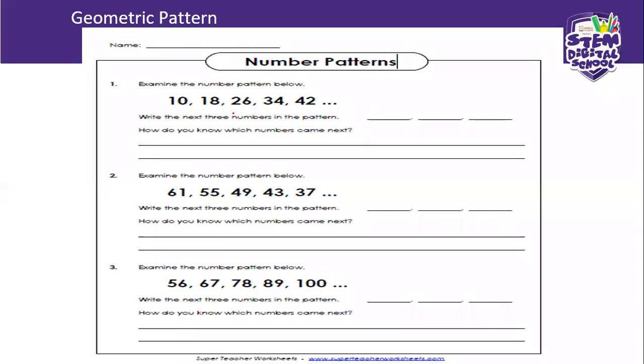So, what are the next 3 numbers in the pattern above? So, sir, it's 10, 18, 26, 34, 42. And then it's 50. Then it's 58.